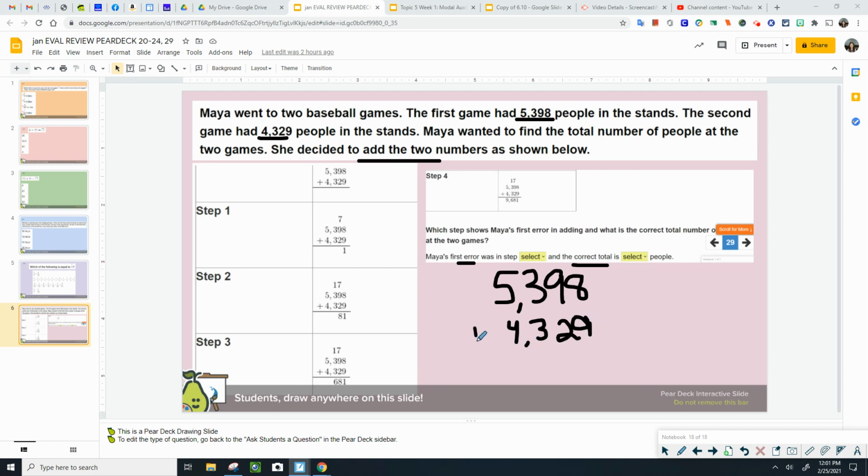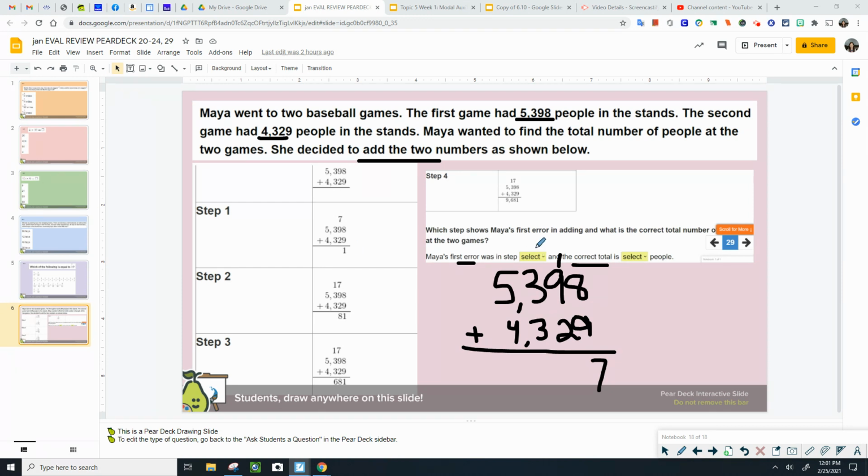Okay, I'm going to add them. It tells you to do that. So I'm going to start right here. I always start in my ones place to the right. 8 plus 9 is 17. So I write the 7 and I carry a 1. Let's see if that's what she did. Oh, she wrote the 1 and carried a 7. That is not correct. That is the mistake.